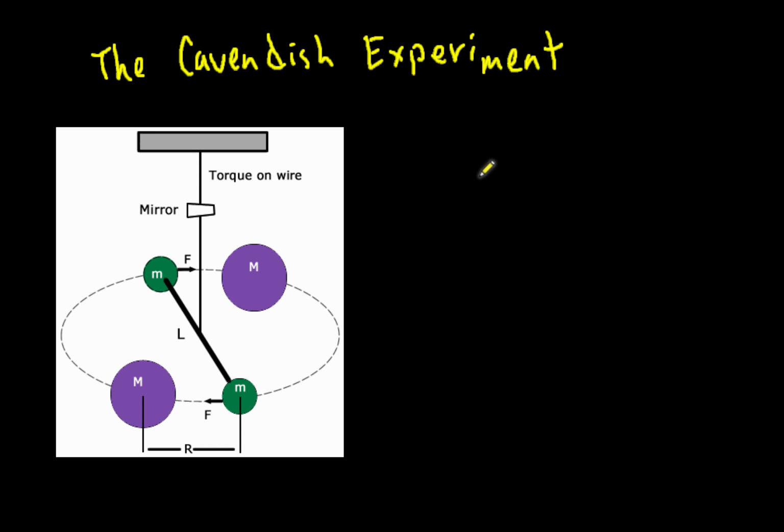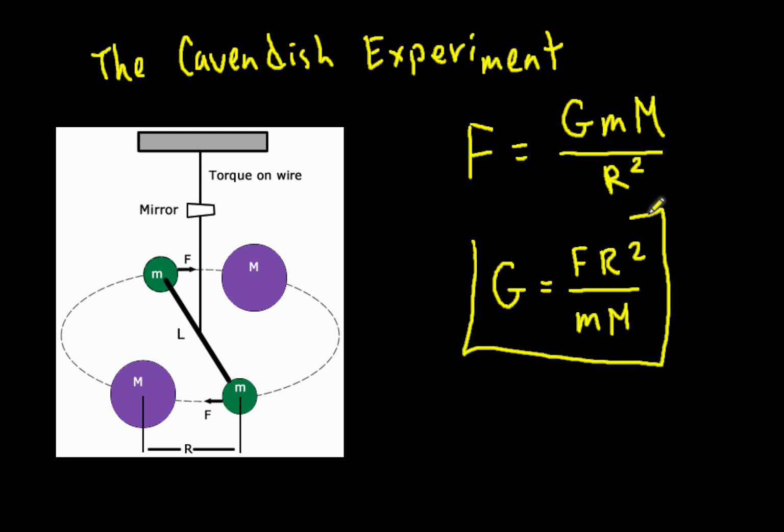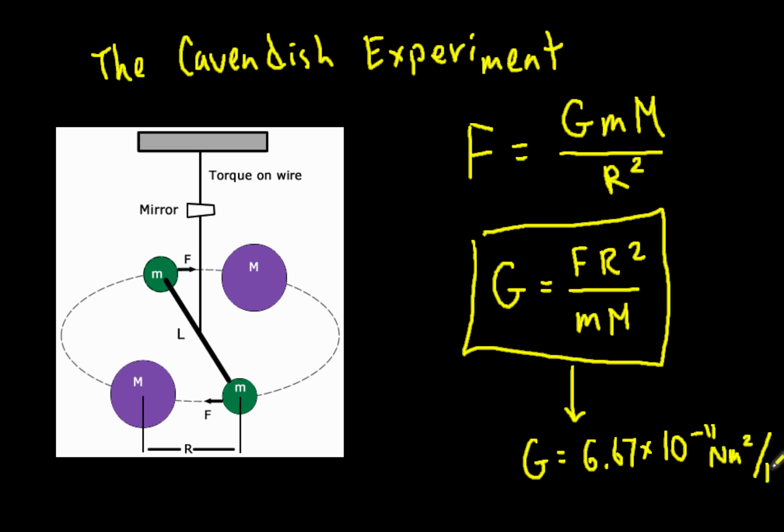The original distance between the two masses was measured. The force was G m times big M divided by the distance between them squared. And this rearranges to give us big G equals force times the radius between them squared divided by m times big M. This allowed Cavendish to determine G equals 6.67 times 10 to the minus 11, and the unit for this is the Newton meter squared divided by kilogram squared.